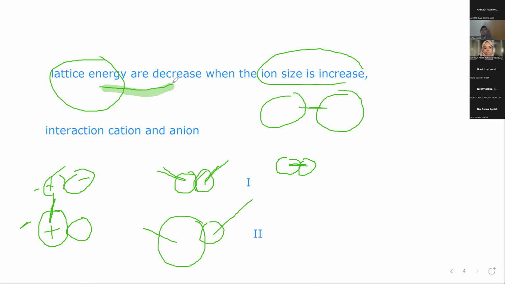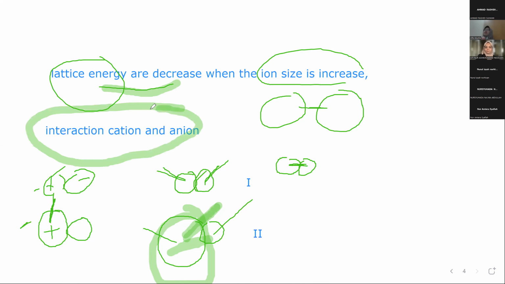The lattice energy is decreased. Why decrease? Because the ion size is increased. Why does increased ion size make the lattice energy decrease? Because the higher the ion size, the lower the interaction is. Because the interaction is lower, the lattice energy is decreased, because the lattice energy is about the interaction between cation and anion.